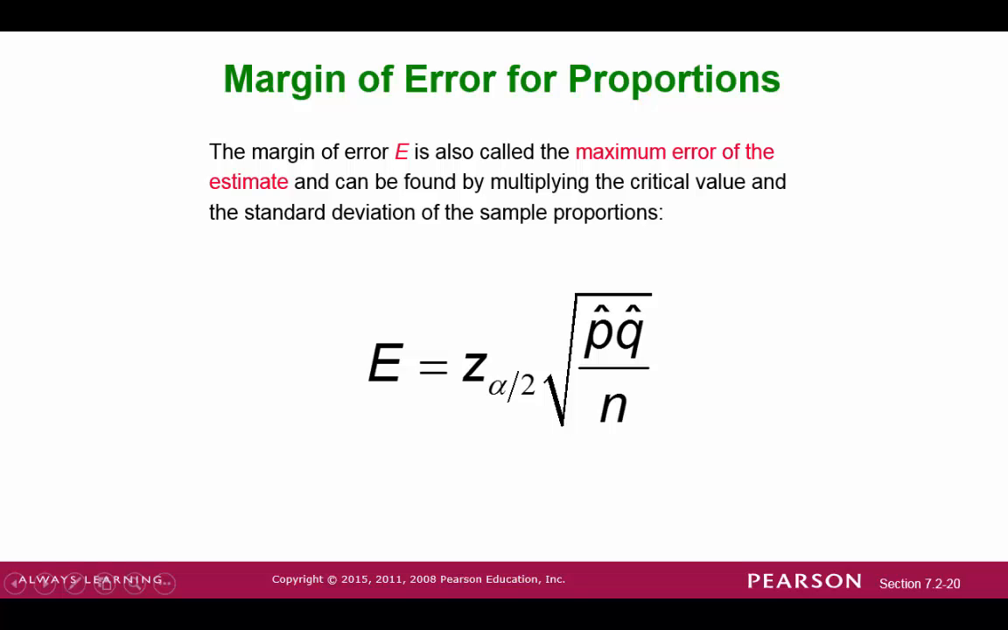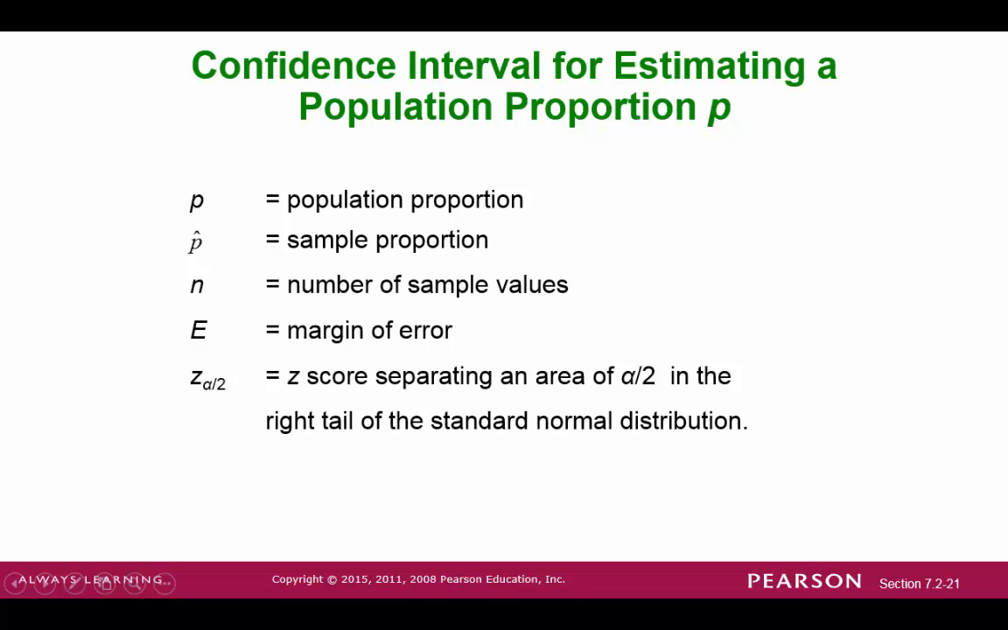We have a formula for this. The margin of error for proportions is given by this equation: E is equal to z sub alpha over 2 times the square root of p hat times q hat over n. So p is the population proportion. That's what you are estimating. The p hat is the proportion of the sample that you collected. Now q hat is the complement of the sample proportion. So for example, if p hat was 75%, then q hat would be 25%. N is the number of sample values, and E is the margin of error.